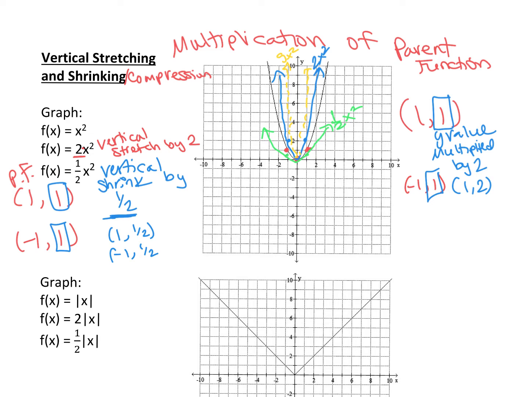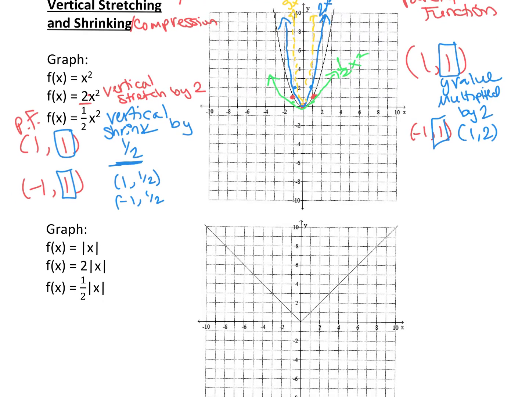Like I said, what's really cool about these transformations is they work for all parent functions, including trigonometric functions in future math classes. All right, so the same thing is going to happen on the graph below with our absolute value. If I have a 2 in front of it, it's going to be described as a vertical stretch by 2. And the 1/2 would be a vertical shrink by 1/2.